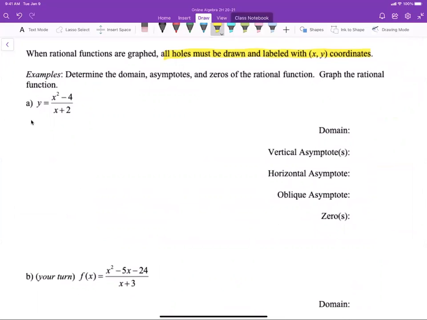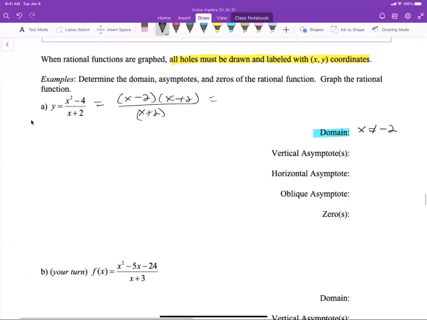This is problem A. All right, so I know I'm probably going to need to factor this. I'm going to go ahead and factor this. That becomes x minus 2, x plus 2 over x plus 2. You can see that I can simplify this particular function, and we're going to need to, but we'll get there in just a minute. So when we find our domain, if you recall, we need to determine what values of x make the denominator 0, and we do that before we simplify, and that will be -2. So x cannot equal -2. Okay, when x equals -2, my denominator is 0.